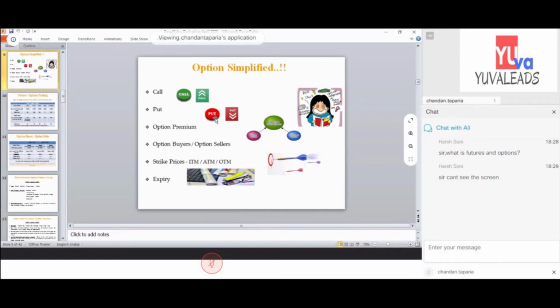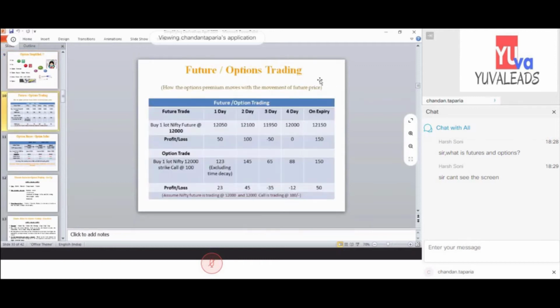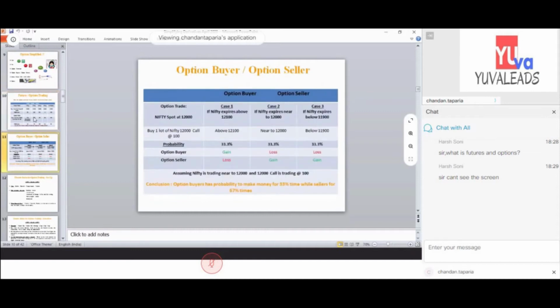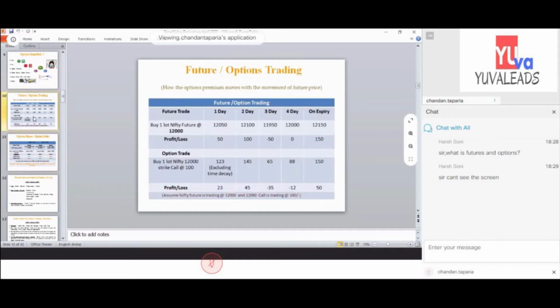So let's say in the market, you are expecting the market to go down, so you have to buy the put. If you are expecting the market to go up, you have to buy the call. I'll take one example of futures versus options trading, and then I'll talk about who makes money, the buyer or the seller. I've taken a rough example.